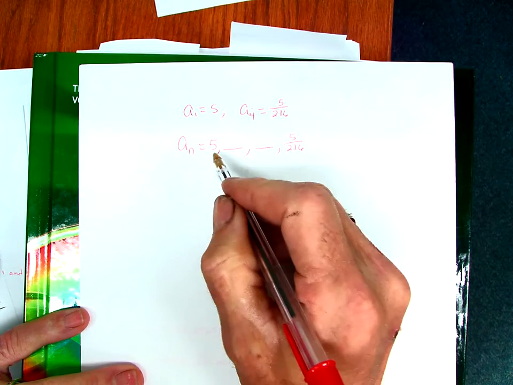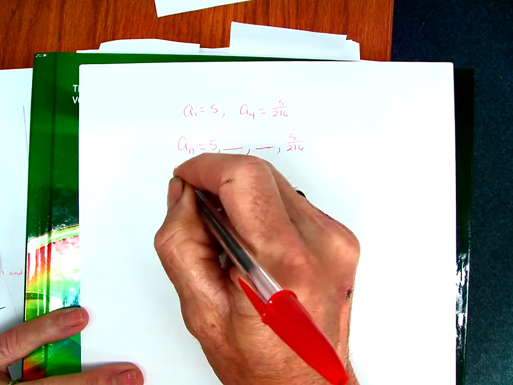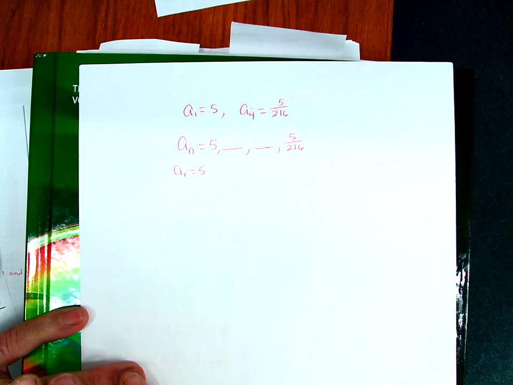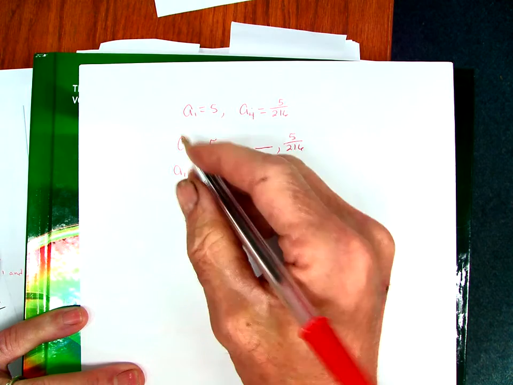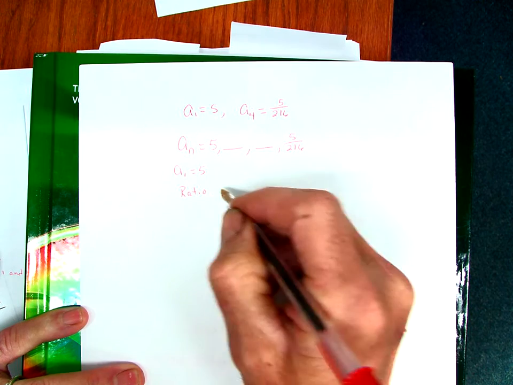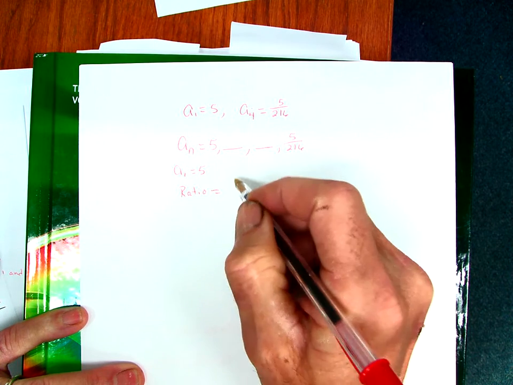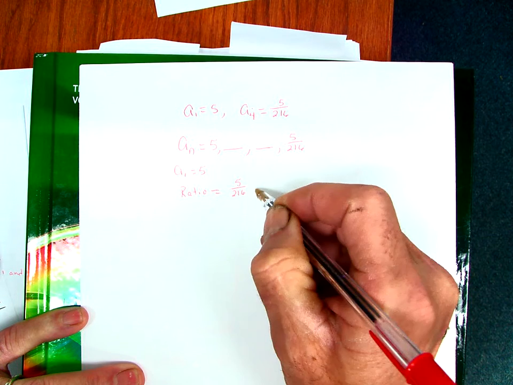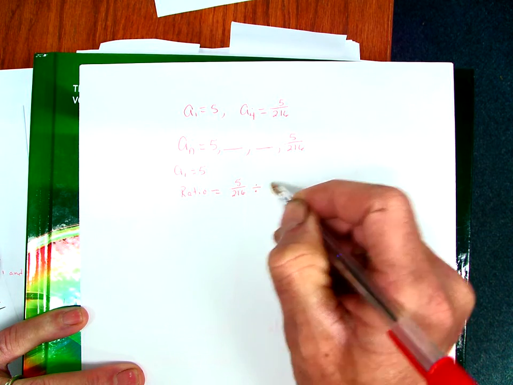Okay. So I know a sub 1. A sub 1 equals 5. So I've got that part of it covered. What I don't have covered is the common ratio. The ratio is going to come from 5 over 216 being divided by 5.